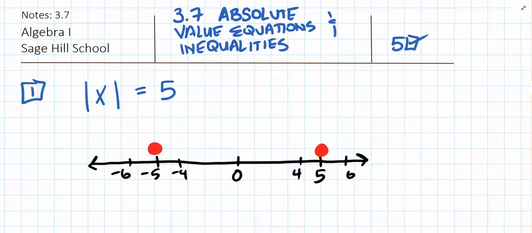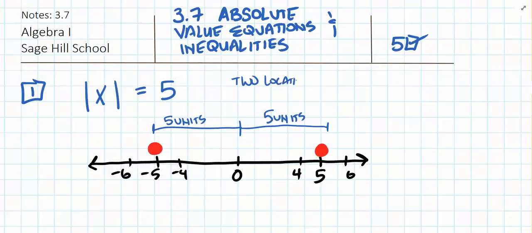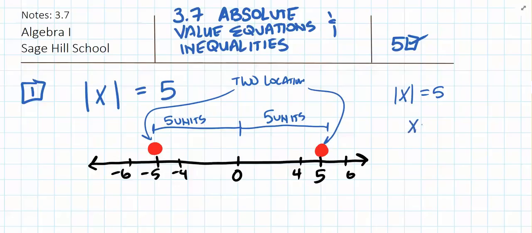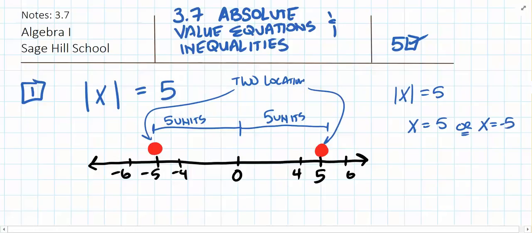It could be here, all right? Why are these the two locations it could be? Because the distance from here to here is 5 units, and the distance from here to here is also 5 units, okay? So when we say the absolute value of x is equal to 5, that means there are two locations that it could be. It could be here at -5, or it could be here at +5. So what we're really saying is that x could either be 5 or, there's the or statement, x could be -5. So there are two locations, right?